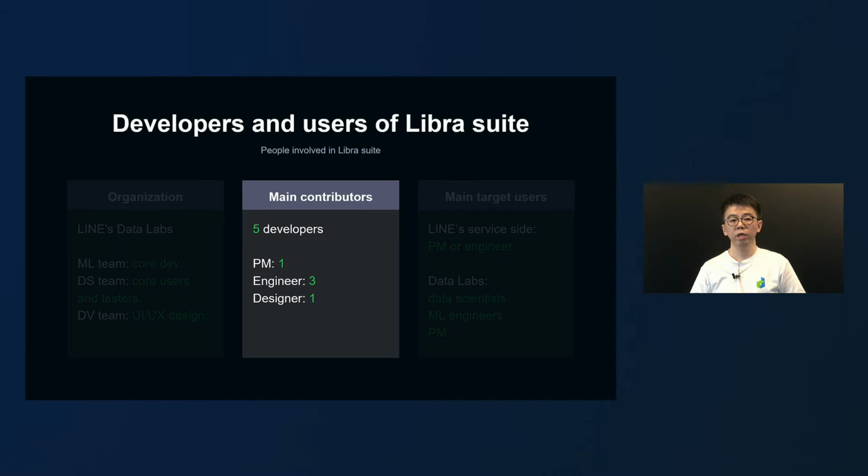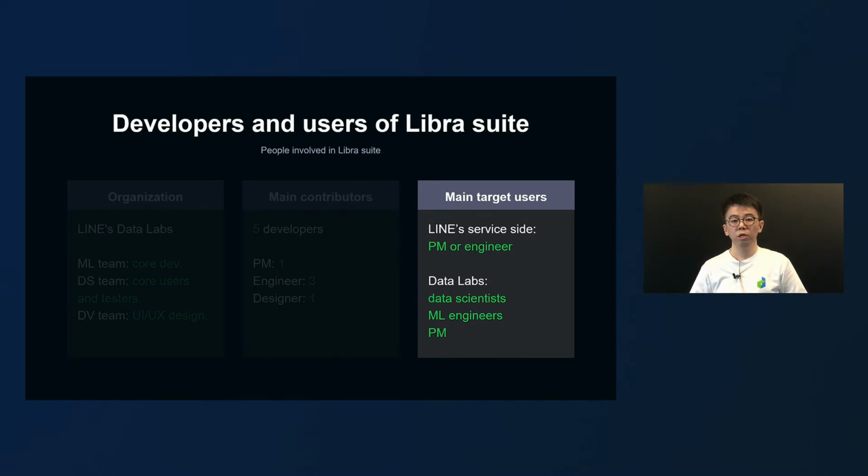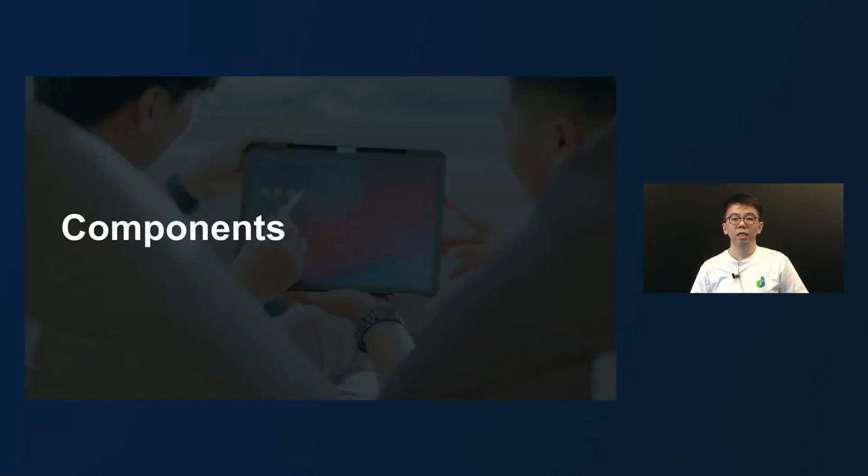For key development members, we have 5 members: 1 PM, 3 engineers, and 1 designer. Normally we do have other work to do, and 20 to 30% of our effort is involved in the Libra Suite development. And the key users are the service side users of Line, PMs and engineers, as well as data labs data scientists and machine learning engineers. For the purpose of development and analytics for machine learning, and for PMs, the service side A/B testing result or coordination. So those are the purposes and key users.